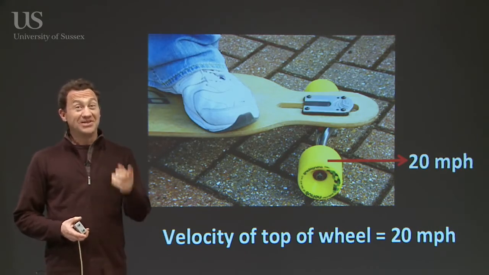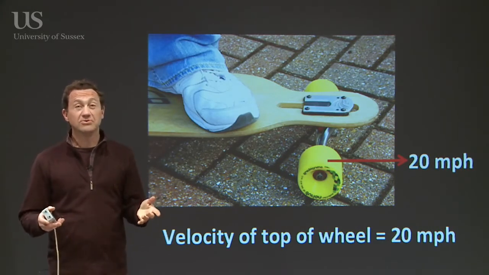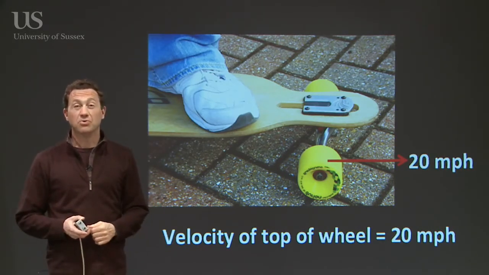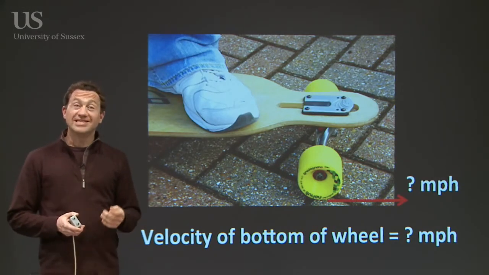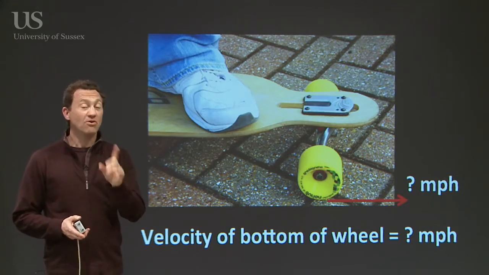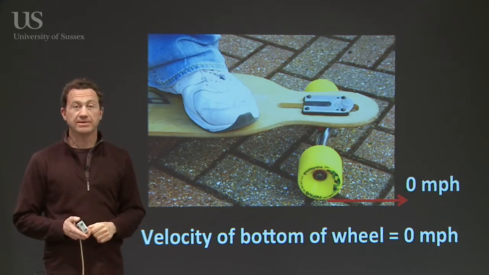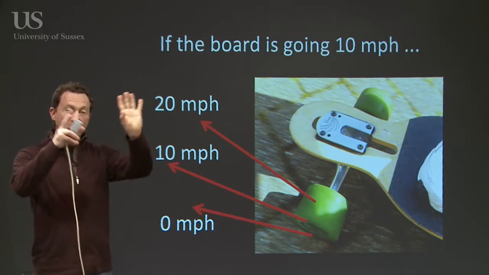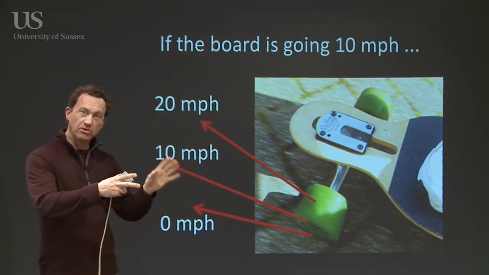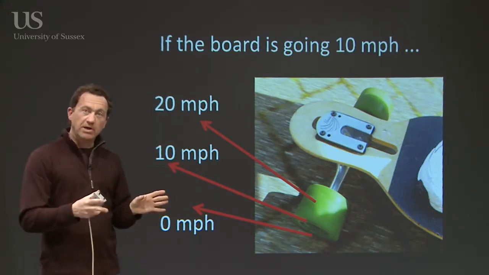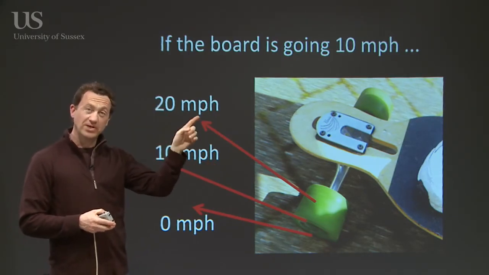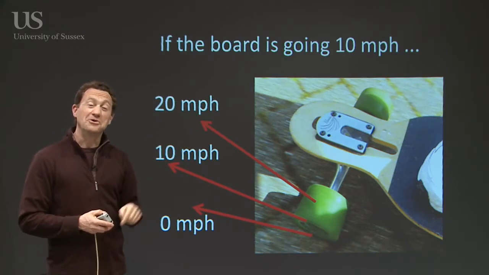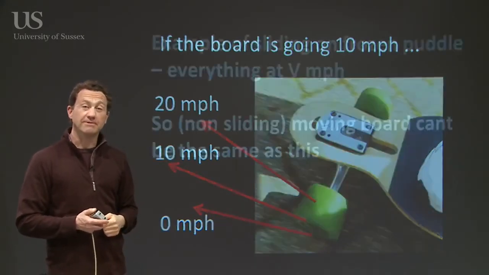Actually, it's 20 miles an hour. The top of the wheel, whether you're on a bicycle or a skateboard, is actually going twice the speed. So what about the bottom of the wheel? Well, the bottom of the wheel is actually not moving. And that's not obvious. Let me try and convince you that that's so. So the summary is, if you're going along on a skateboard or a longboard at say 10 miles an hour, the main axle is going 10 miles an hour, the top of the wheel is going 20, and the bottom of the wheel is going 0, which is kind of a bit confusing.